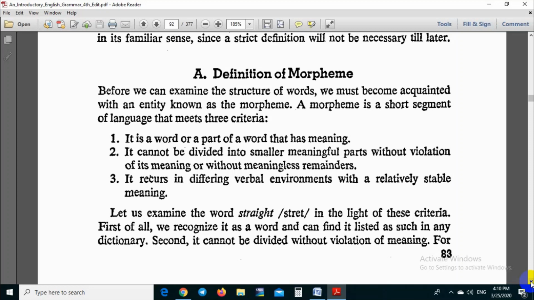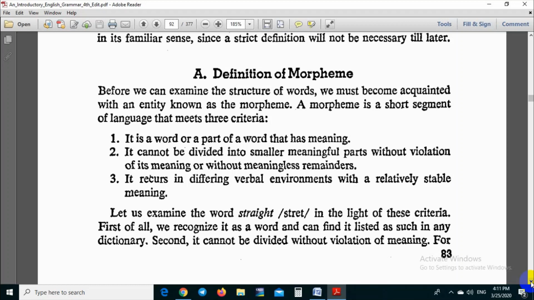So number one, it is a word or part of a word that carries meaning. Number two, it cannot be divided into smaller meaningful parts without violation of its meaning or without meaningless remainders. So if we divide the morpheme into smaller parts, it will violate the meaning or the related meaning. Number three, it recurs in differing verbal environments with a relatively stable meaning. So, in other contexts, we can find this morpheme that has the same or a related meaning in different contexts.